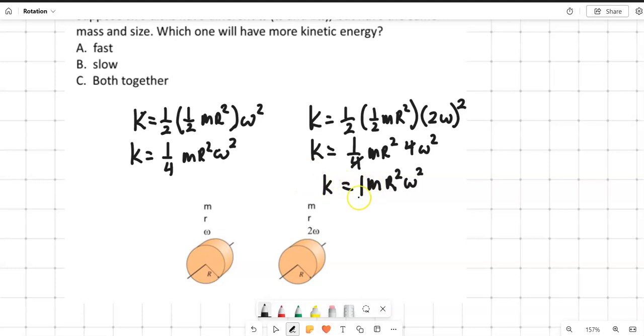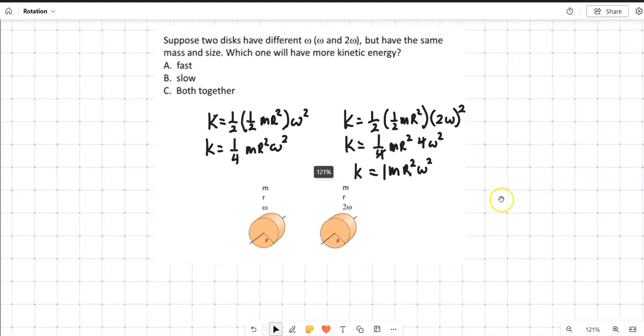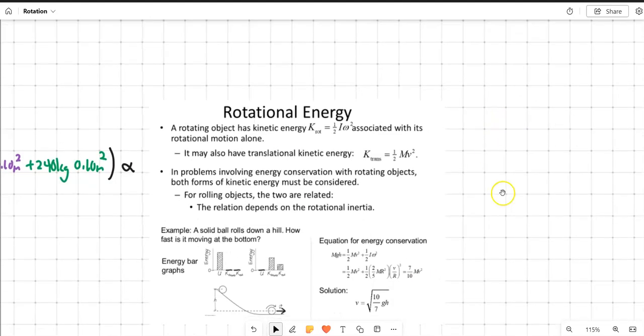At any rate, the right-hand side object, because it's spinning faster and that omega is being squared, is going to really ramp up the kinetic energy. It's going to make the kinetic energy go through the roof. In fact, this is going to be 4 times greater the kinetic energy of the left-hand object. Okay, so I hope you learned about how moment of inertia, mass, radius, and omega interact with kinetic energy and how they all affect each other from these 4 problems. Let's now move to some practical problems.